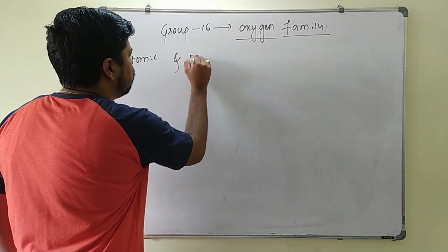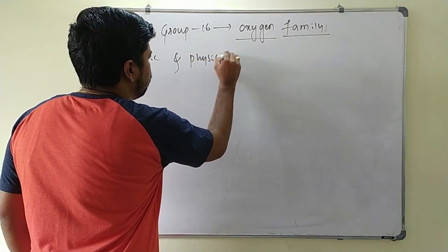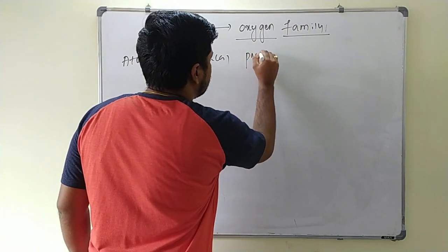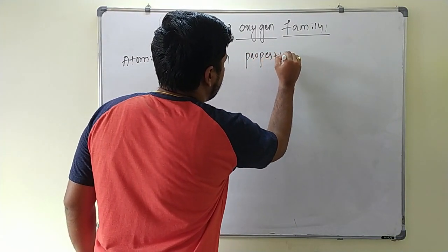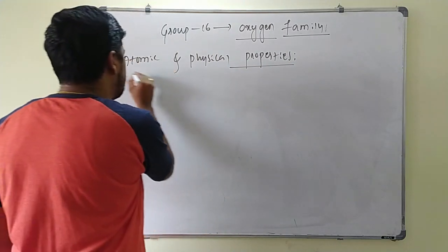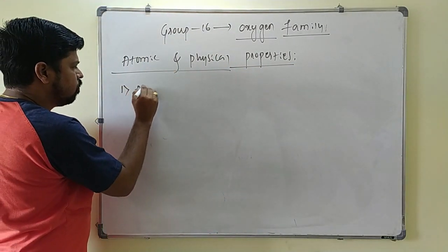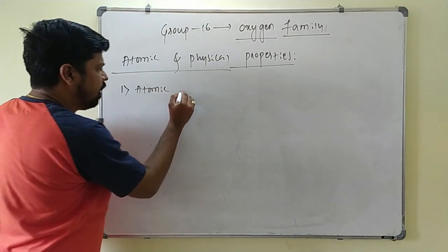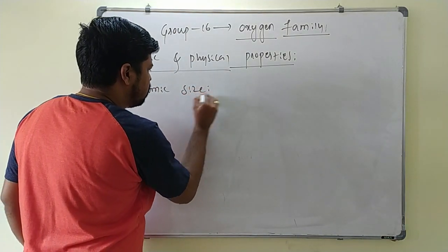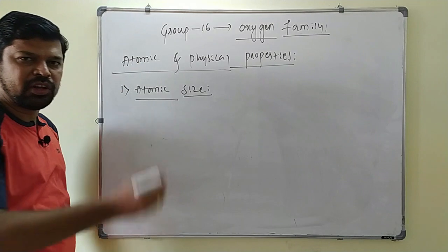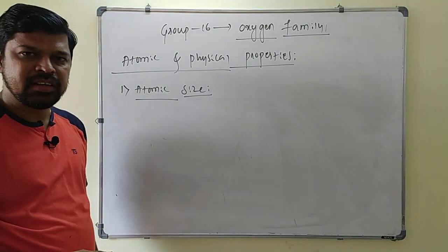Atomic and physical properties. The first one we will discuss is atomic size. This one we already know: down the group, atomic size increases.